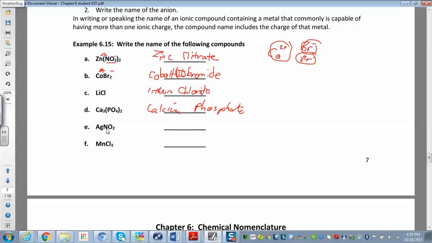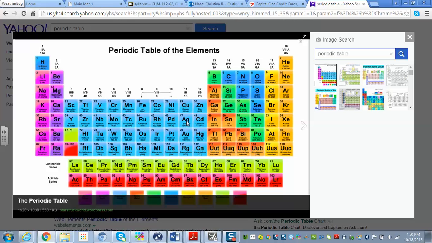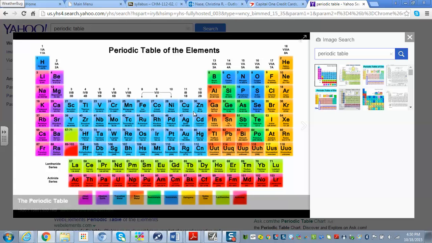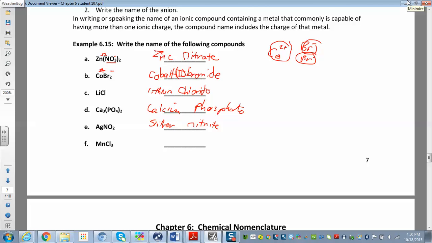Now, silver. Now, this is nitrite. Remember how we went from nitrate to nitrite? So this is nitrite. And then what do we know about silver? Silver, if you go back to the periodic table, silver is +1. Silver's always +1, zinc's always +2, aluminum's +3. So remember, +1, +2, +3. Those charges are fixed, so we don't have to call that the silver 1 ion because silver's always 1. So this is just silver nitrite.